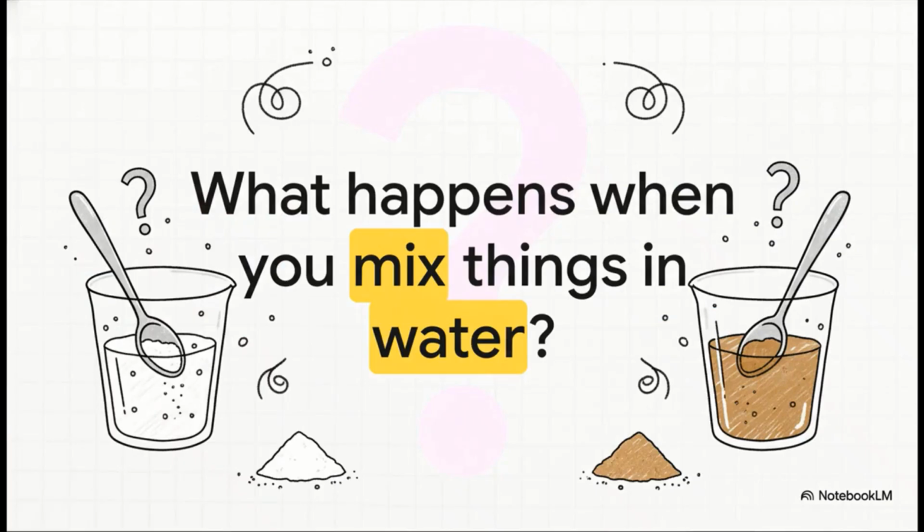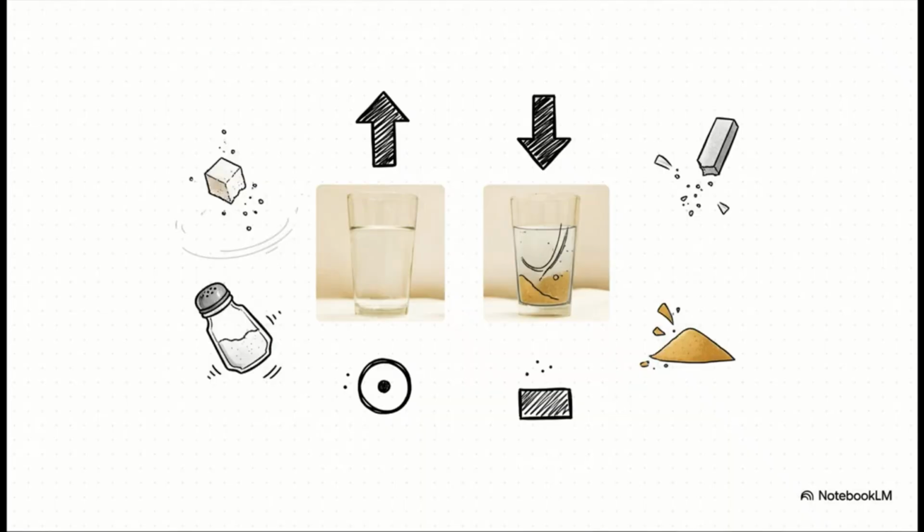Okay, experiment number 2. And this is one I bet you've done in the kitchen. What happens when you take different things, like maybe sugar or a spoonful of sand, and you try to stir them into a glass of water? Well, you know that some things like sugar or salt, they just seem to, poof, vanish. They dissolve completely. We call those materials soluble.